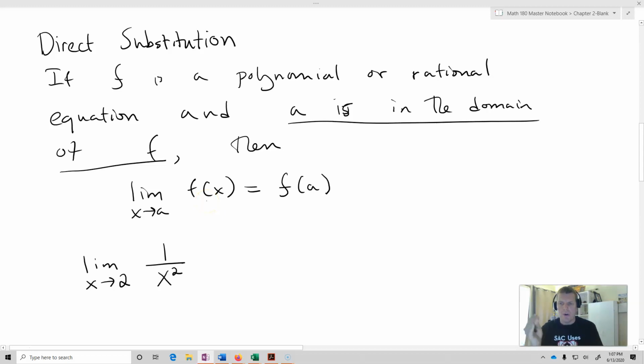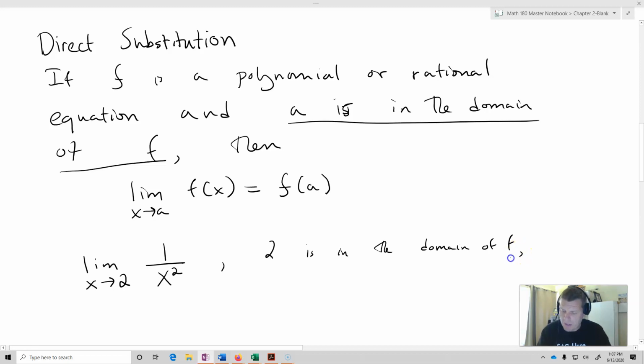So what you'll do is you'll say, okay, is f a polynomial? Is f a rational equation? And then is a in the domain of f? All right, so let's say, for example, I have the limit as x approaches 2 of 1 over x squared. 2 is in the domain of f, right? 1 over 2 squared is going to equal 1/4.